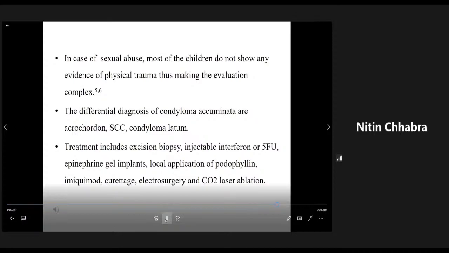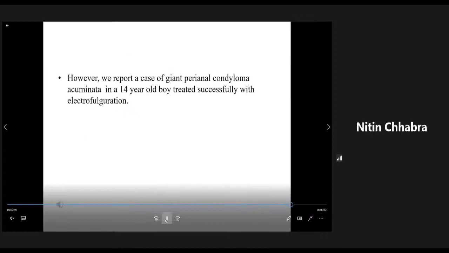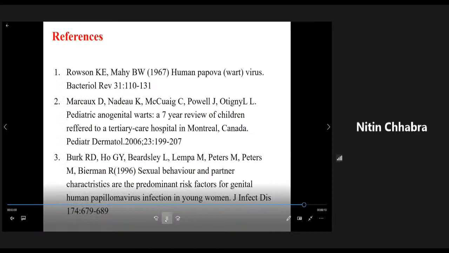The differential diagnoses of condyloma acuminata are acrochordon, squamous cell carcinoma, and condyloma lata. Treatment includes excisional biopsies, interferon or 5-fluorouracil, epinephrine gel implants, local application of podophyllin, imiquimod, curettage, electrosurgery, and CO2 laser ablation. However, we report a case of a giant perianal condyloma acuminata in a 14-year-old boy treated successfully with electrofulguration. These are the references.